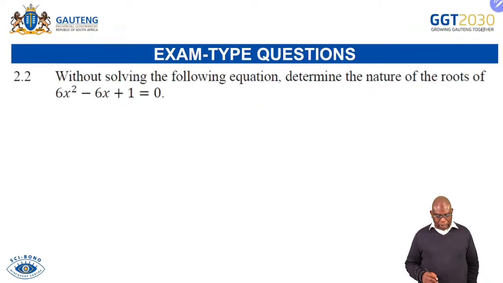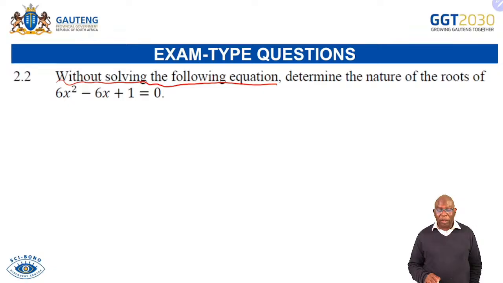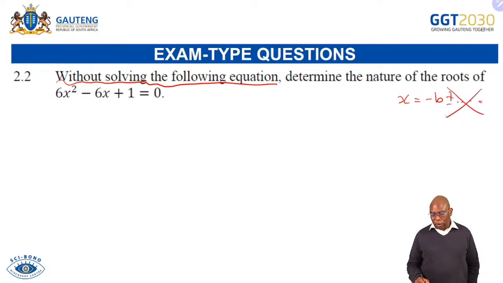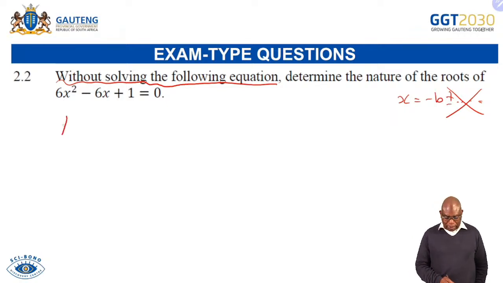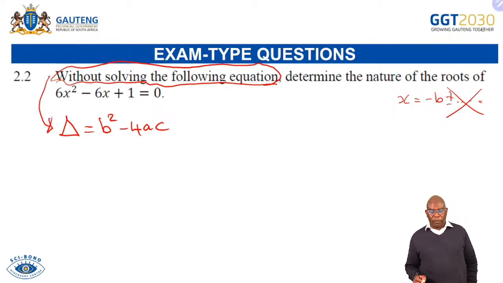The next question says, without solving the equation. I love that. When we say don't solve the equation, they are saying please don't use that whole formula of minus b plus or minus and so on. No, that formula we don't need. We need only part of that formula: the delta equals b squared minus 4ac. This is what we need.